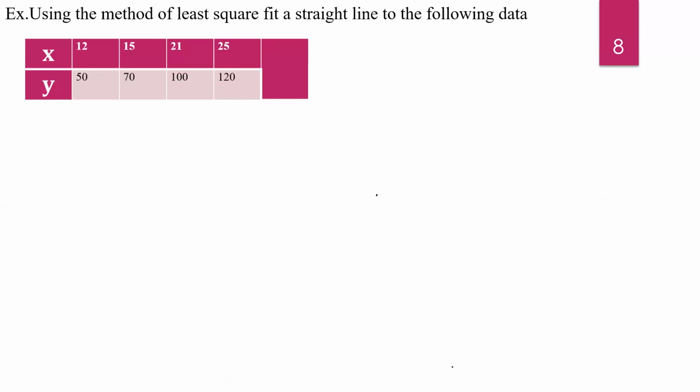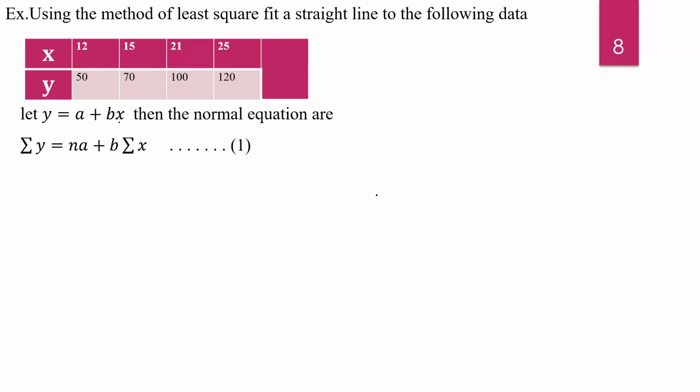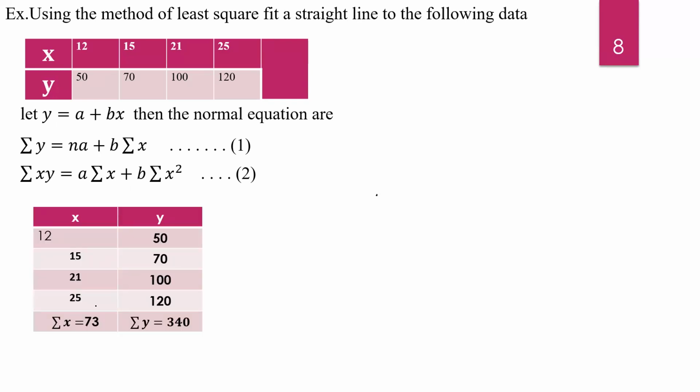Now the second example: using the method of least square fit, find the straight line for the following data. So we have the data. First we consider the linear equation y is equal to a plus bx. Then its normal equations: we multiply by the summation to get the first equation. For the second equation, we multiply throughout by x, with terms x into y, x a, x square, and then apply the summation sign. The requirement is summation x, summation y, so first we prepare the columns of x and y.